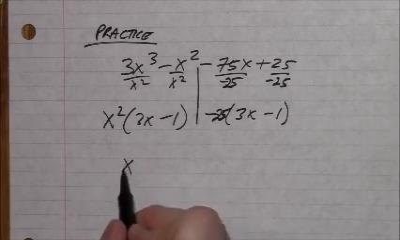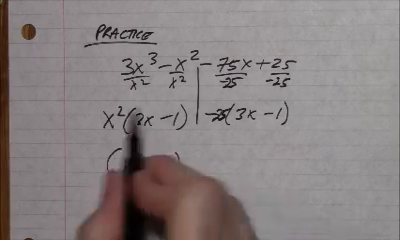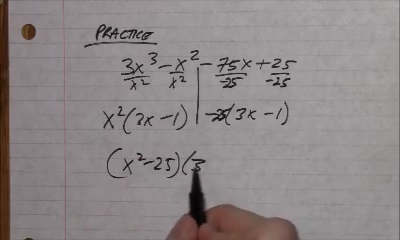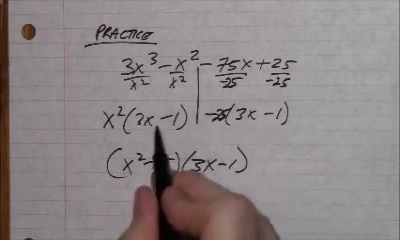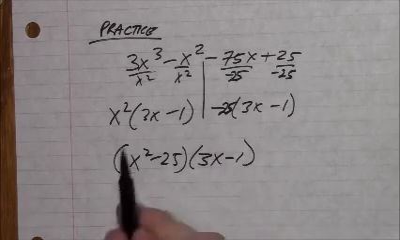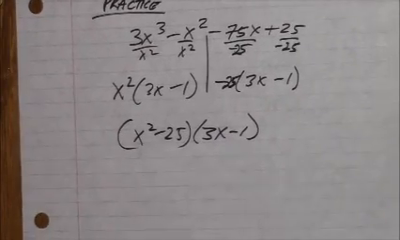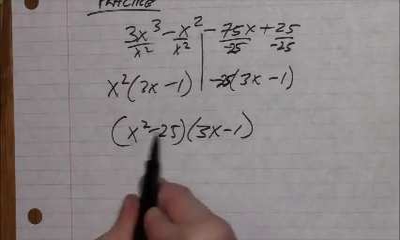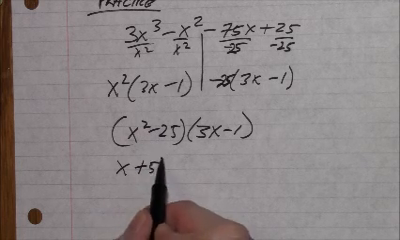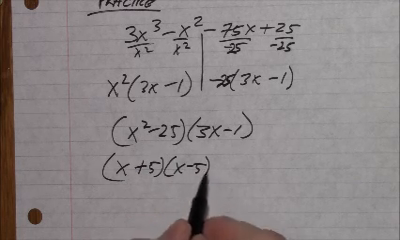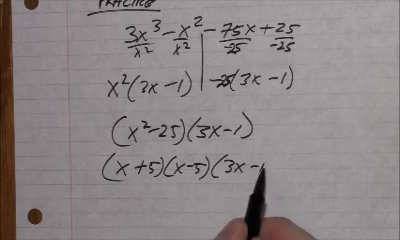So now I have x squared minus 25 from these, and then the 3x minus 1 as the common factor from both of those. I could have put that in front, but it doesn't matter. And you were expected to recognize these perfect squares, so that's an x plus 5 and an x minus 5, and then 3x minus 1.